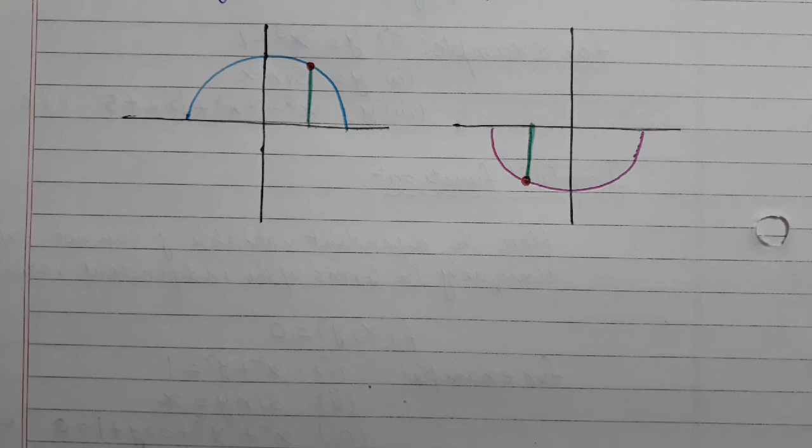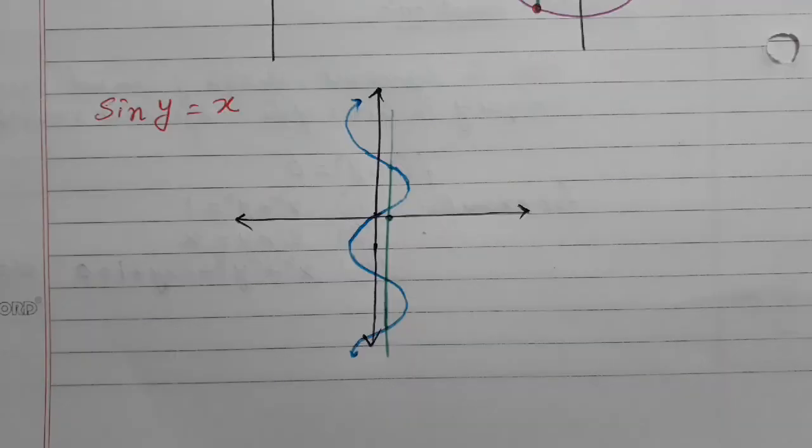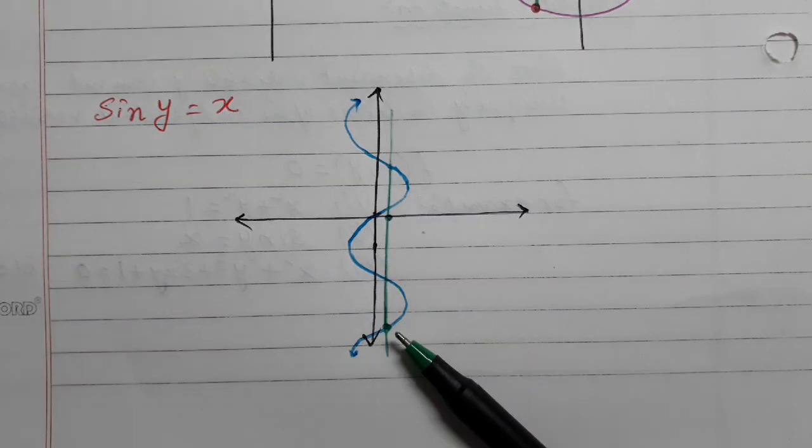But in case of the circle's equation, that is x square plus y square equals 1, this is basically the combination of these two graphs. That is why the relation x square plus y square equals 1 is implicit. Similarly, in case of sin y equals x, if we draw the graph, we can see that for a particular value of x, there are many values of y like this.